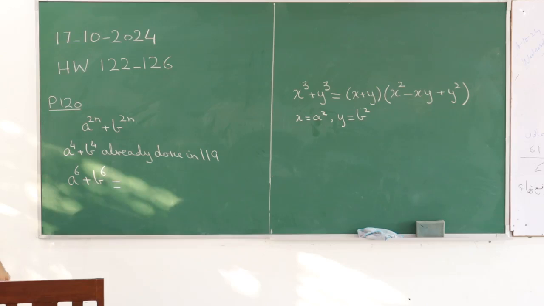But our question here is this. Sir, don't you have to explicitly factorize? I've already done it. What's the explicit factors? Can you tell me the explicit factors of a to the 6th plus b to the 6th? a squared plus b squared times a to the 4th minus a squared b squared plus b to the 4th is the factorization of a to the 6th plus b to the 6th. It's already been done.